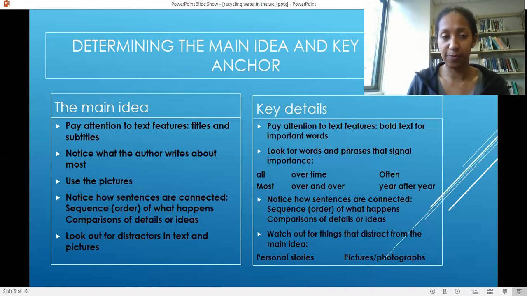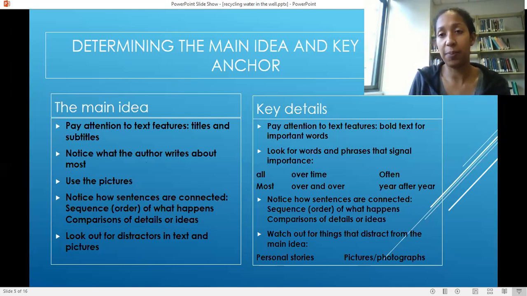Then, 5 minutes before the end, I will remind the students that they have 2 more minutes, because I want to bring them back so other students can share some of their main ideas. The second part of my task is to find the key details from the text, and I will tell the students that they have 8 minutes to complete the task.